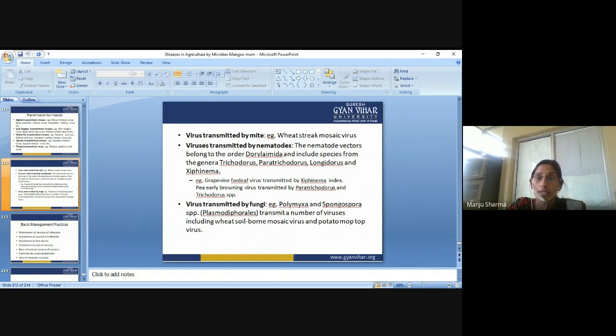Transmitted by nematodes. The nematode vectors belong to the order Dorylaimida and include the species from the genera Trichodorus, Paratrichodorus and Longidorus and Xiphinema. For example, grapevine fanleaf virus is transmitted by Xiphinema index, pea early browning virus transmitted by Paratrichodorus and Trichodorus species.